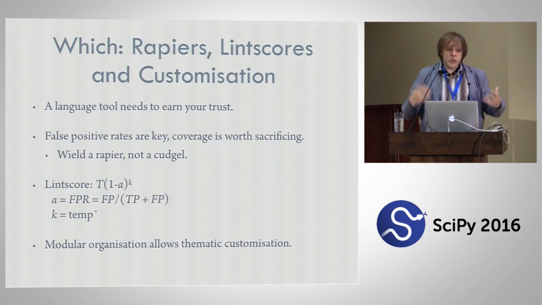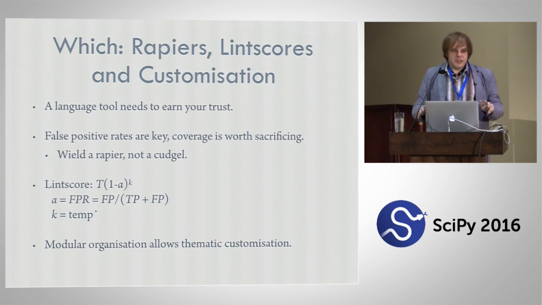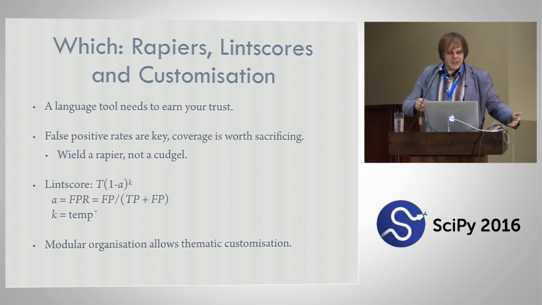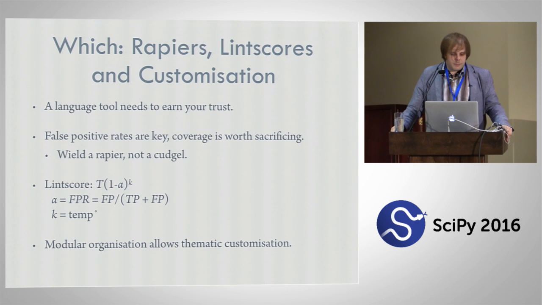So which rules to follow? Now, this is probably going to be the most complicated of all the things that I'm talking about. So the phrase that I use for this is wield a rapier, not a cudgel. Because rapiers are tiny pointed things that you're able to be very precise about how you attack things, as opposed to a cudgel, which is a giant mace, essentially, that is going to damage everything in its path. You don't want to be saying that things are wrong that are not wrong. That makes you an untrustworthy linter.